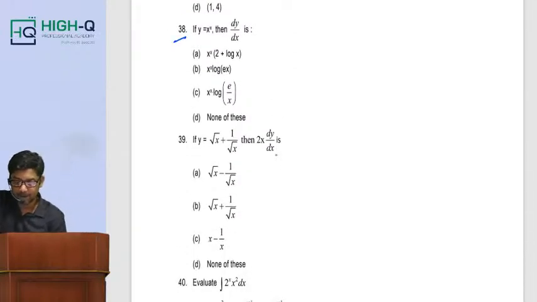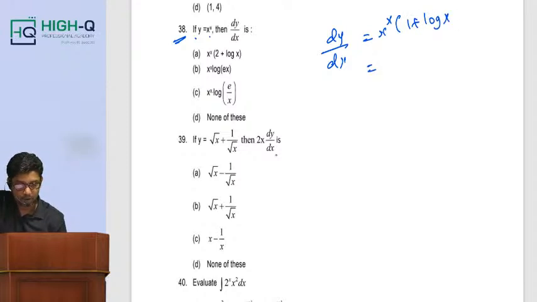Next one, 38. y is equal to x power x. So dy by dx, I gave it as a formula: x power x into 1 plus log x. Sir, this option is not there, sir. No, my dear, it is there. 1 can be written as log e plus log x, which is equal to x power x into log ex.